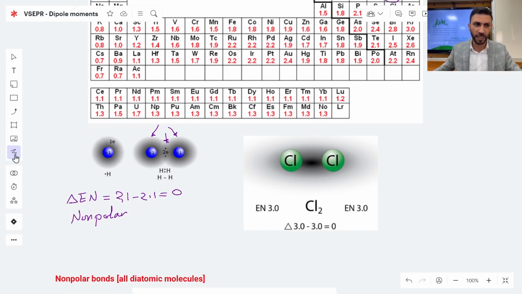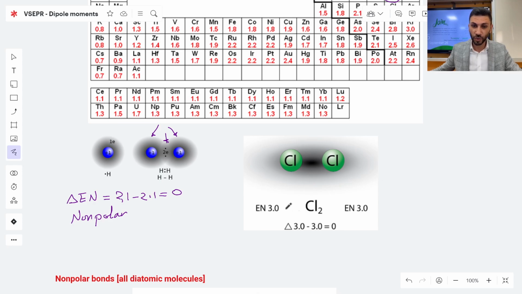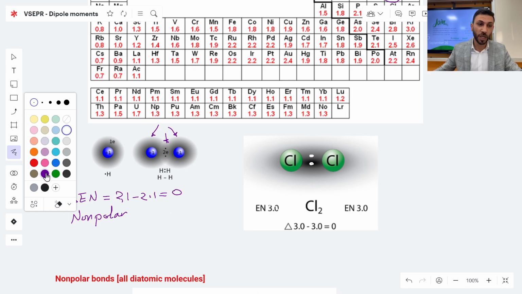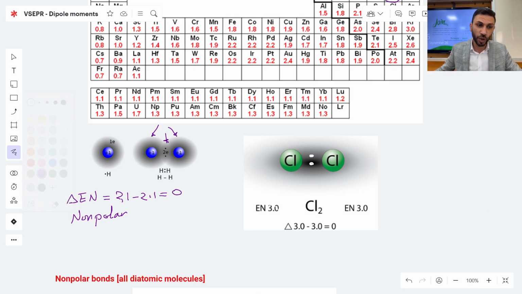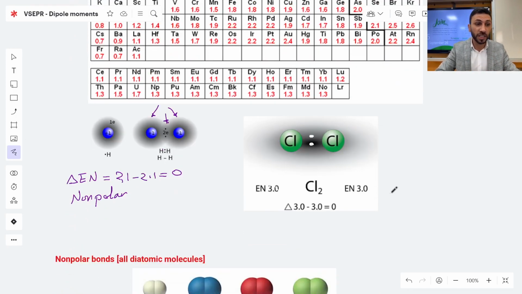Let's check chlorine, for example. The chlorine is the same, Cl2. Electronegativity for the first chlorine is 3.0, and for the second one is 3.0. So the difference between the electronegativity is 0, and this one is non-polar because the electrons are shared evenly between the two chlorine atoms. So whenever we have a diatomic molecule, which means a molecule that consists of two exactly the same atoms like H2, O2, N2, those bonds are non-polar.